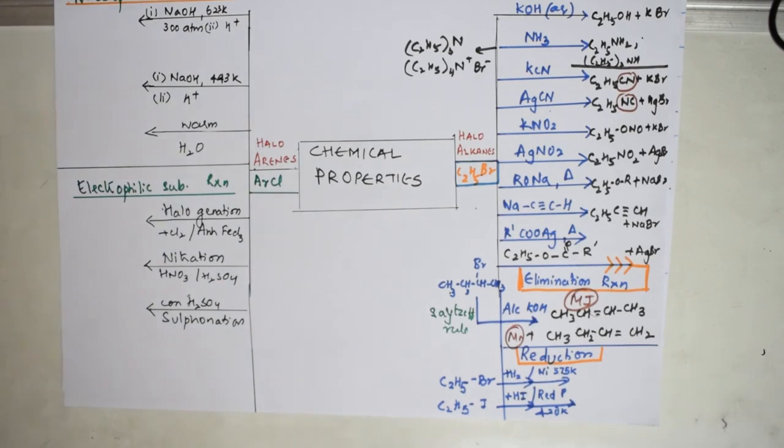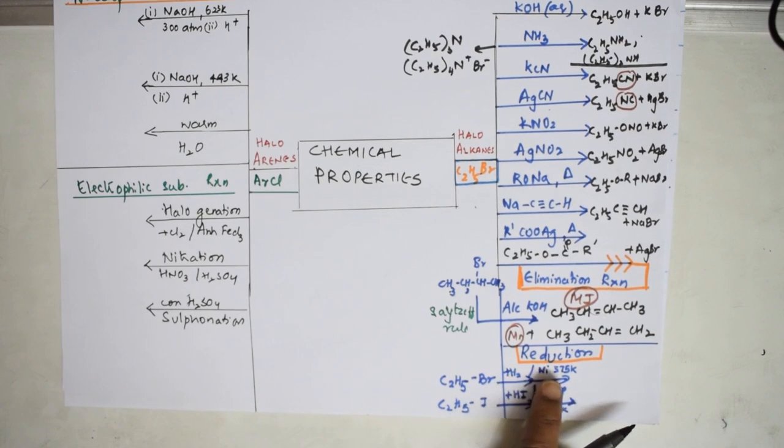Done. Next, let us do the reduction process. What is reduction? It's nothing but addition of hydrogen in the presence of a metal catalyst. So here we are going to add hydrogen in the presence of nickel. Then we are going to add HI, an electronegative atom also. That is what we have studied, isn't it? So I am adding hydrogen here in the presence of nickel.